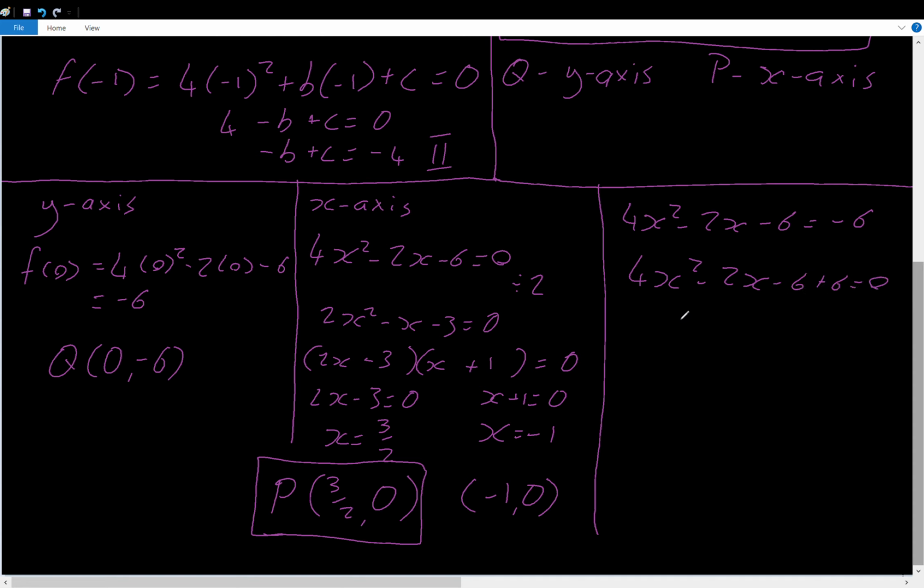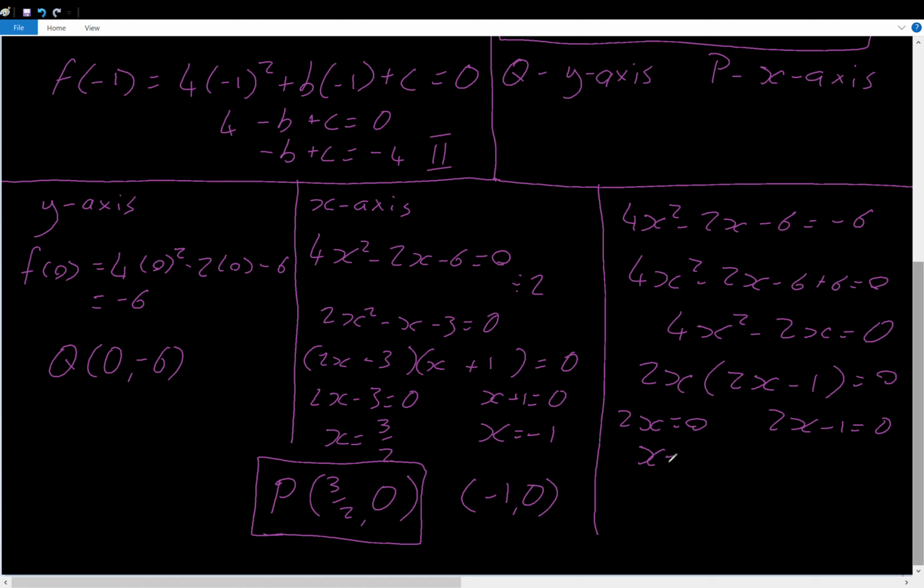So we just get left with 4x squared minus 2x equals 0. And we're going to take our highest common factor of this, which is going to be 2x. So we're going to have 2x times (2x minus 1) is equal to 0, which means that 2x is equal to 0, and 2x minus 1 equals 0, which means we get x equals 0, and we get 2x equals 1, so x equals 1/2. And that is that.